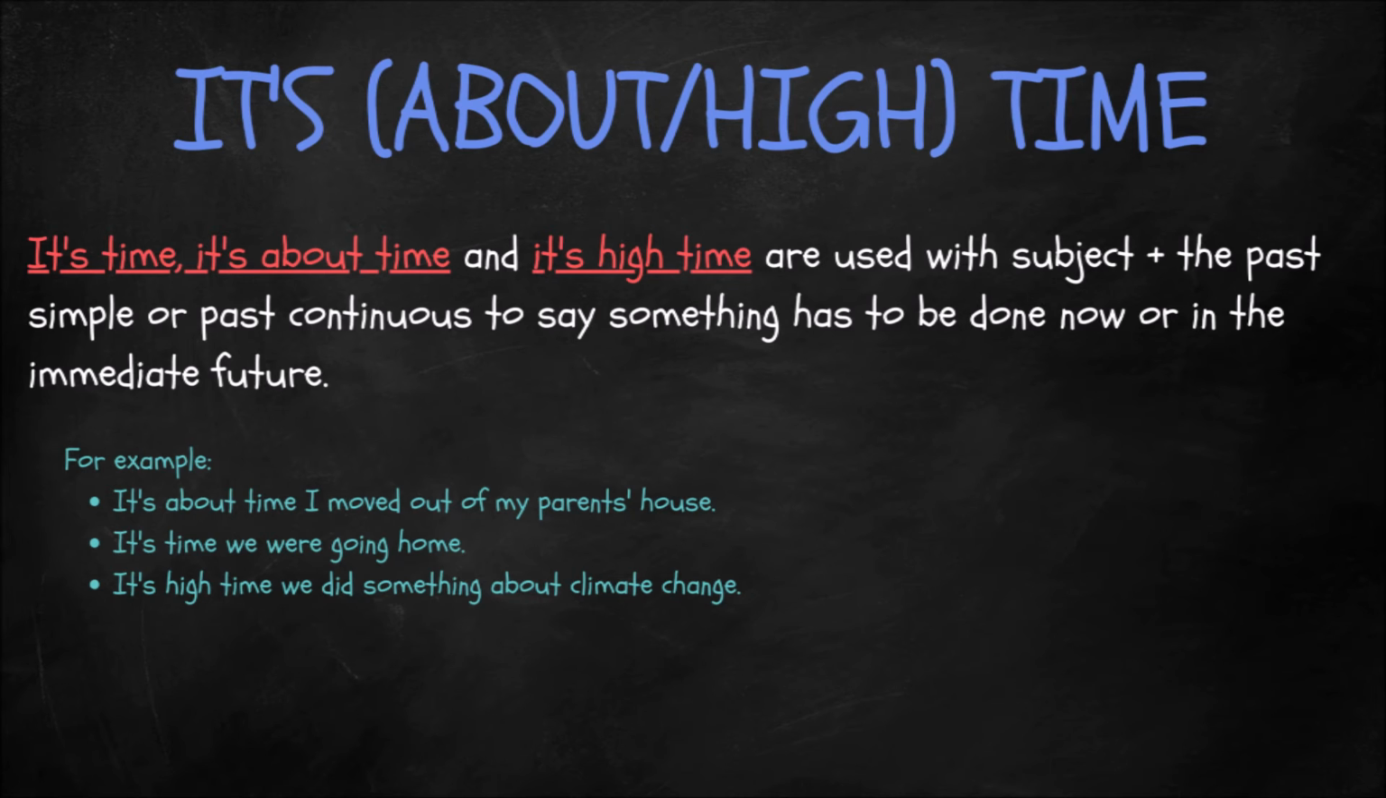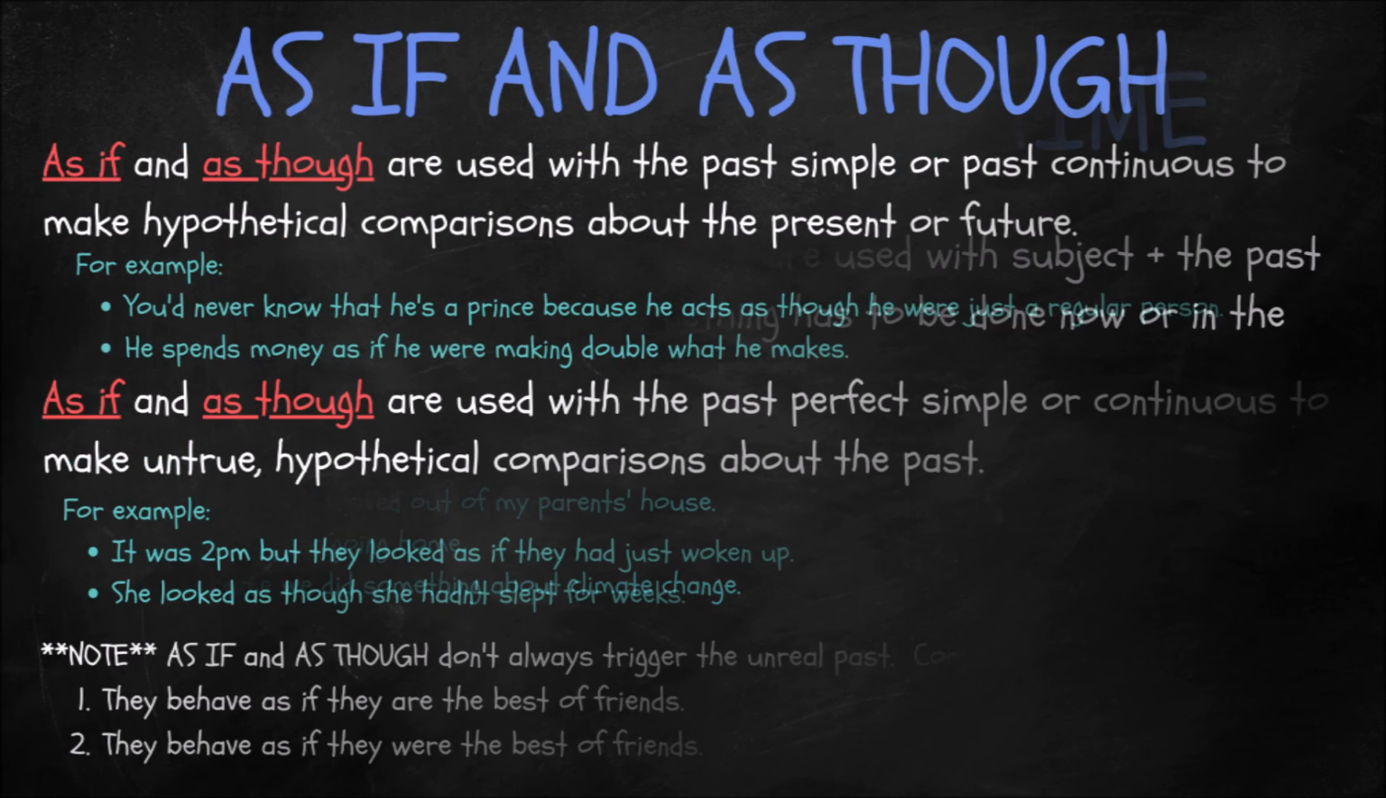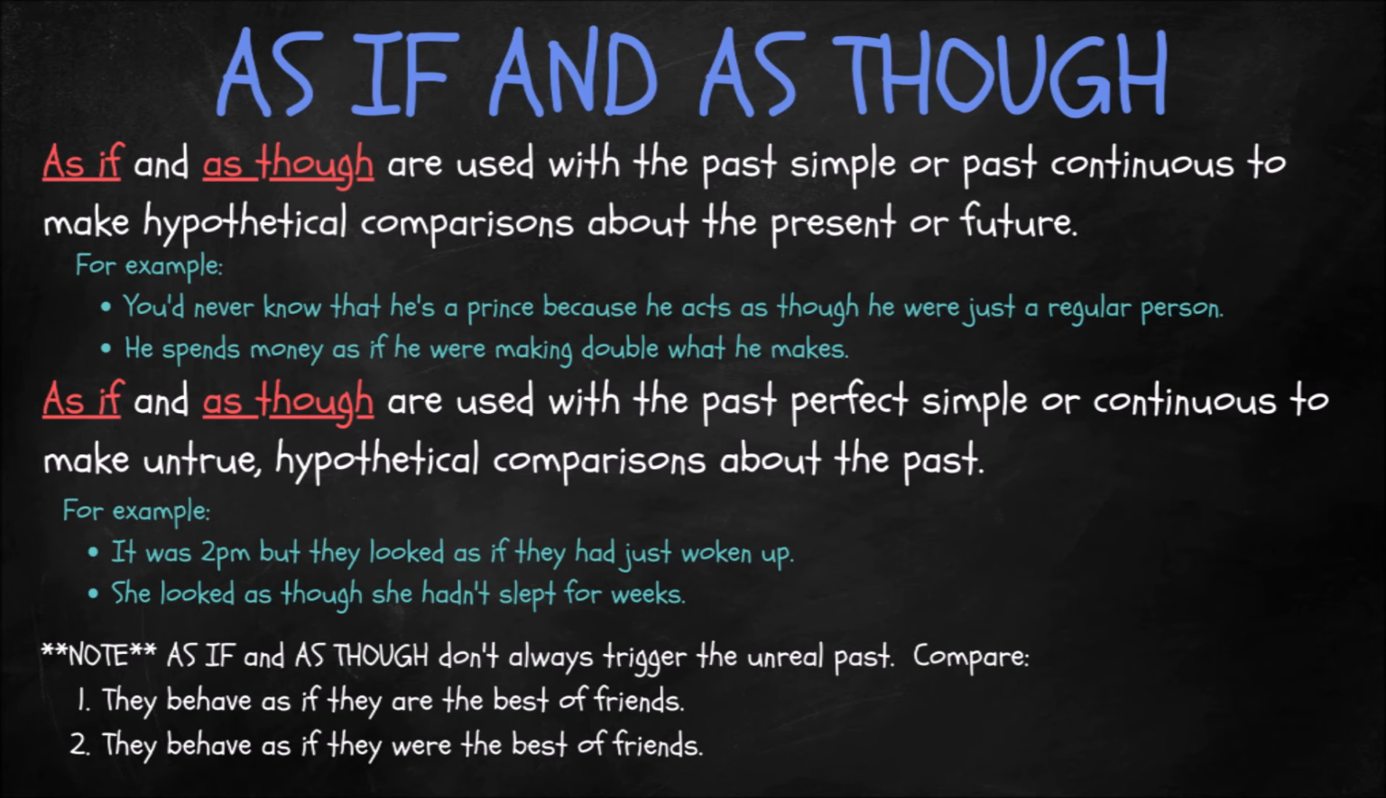These are the second to last constructions that I have for you today that trigger the unreal past. And we have as if and as though. As if and as though are used with the past simple or the past continuous to make hypothetical comparisons about the present or future. For example, you'd never know that he's a prince because he acts as though he were just a regular person. So he's a prince. So he's not a regular person. So we have to use the unreal past. We use were: as though he were just a regular person. He spends money as if he were making double what he makes. So yeah, he's spending way more than he actually earns, than he makes.